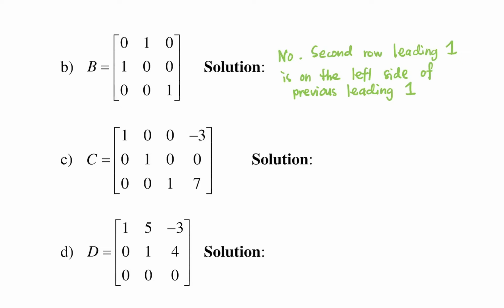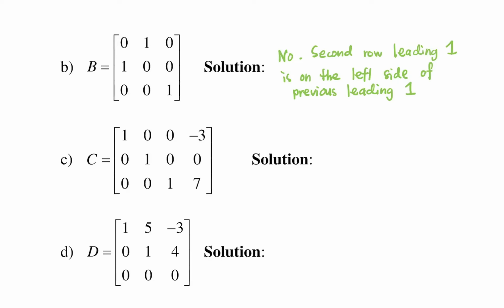Next we look into matrix C. The first rule, if it has an entire row of 0, it must be at the bottom. So this one, no entire row of 0, so no problem. And then we look into the first value, it must be equal to 1. So this one, first row, first value is 1. Second row, the first value is 1. Third row, the first value is 1. So it already fulfilled the third rule.